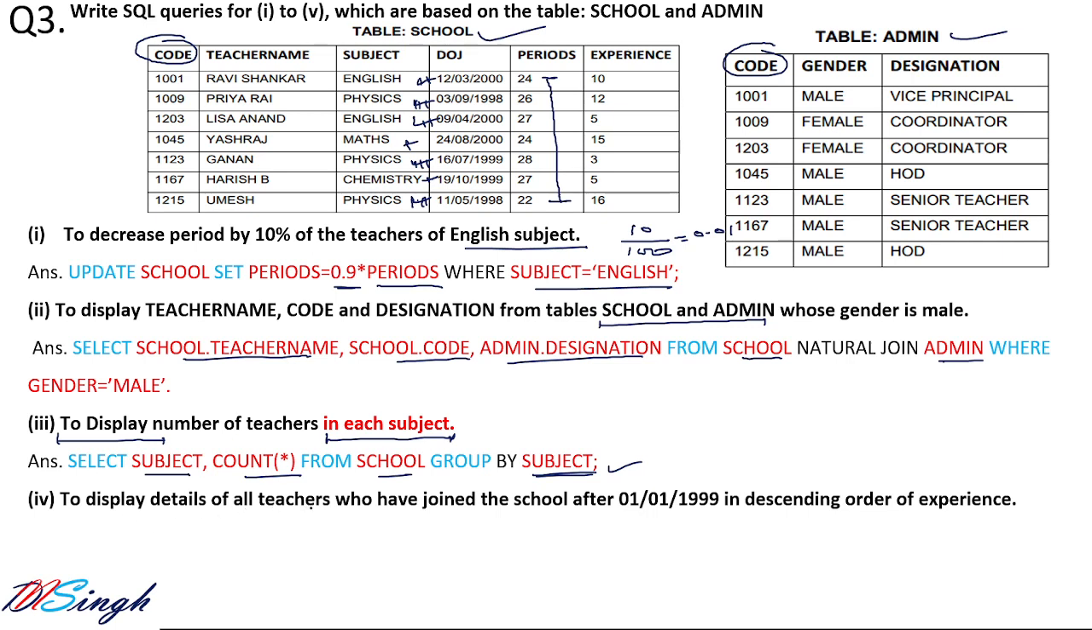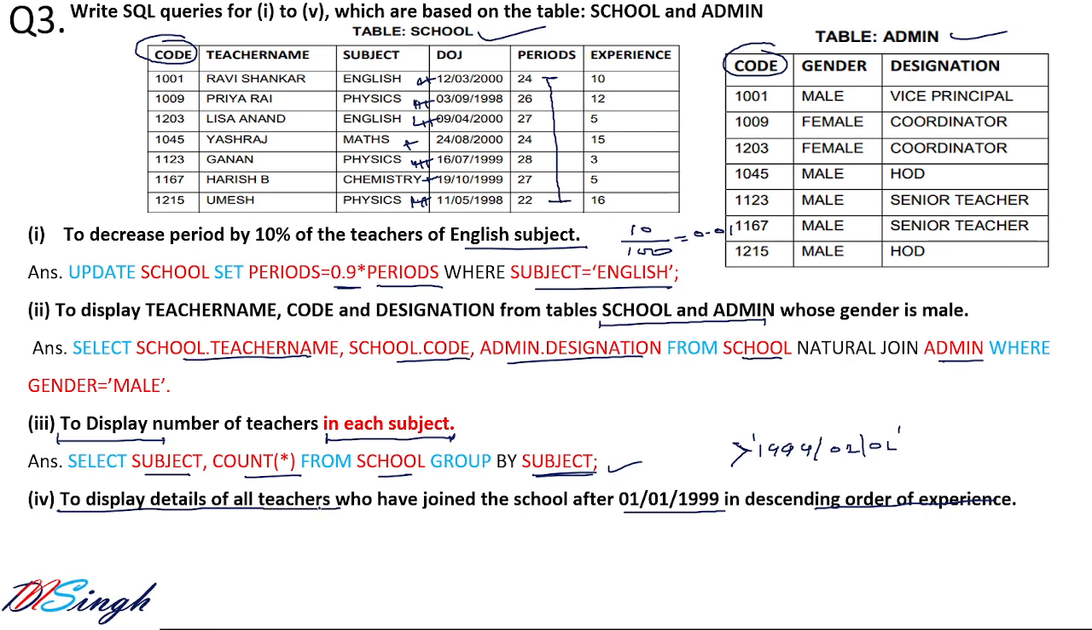To display the details of all the teachers who have joined the school after this particular date in descending order of their experience. Now, joined after, so this date should be written in MySQL like 199, and then month, that is 01 and 01, inside quotes. So date must be greater than this, because all the dates which are greater than this will give the joining date after it. So what will we write?